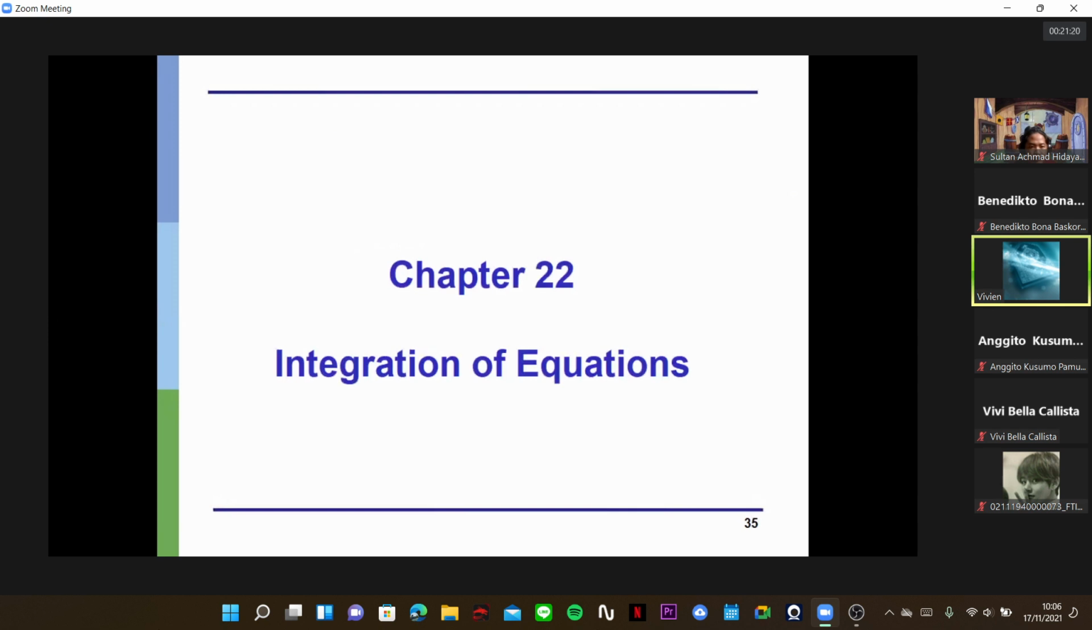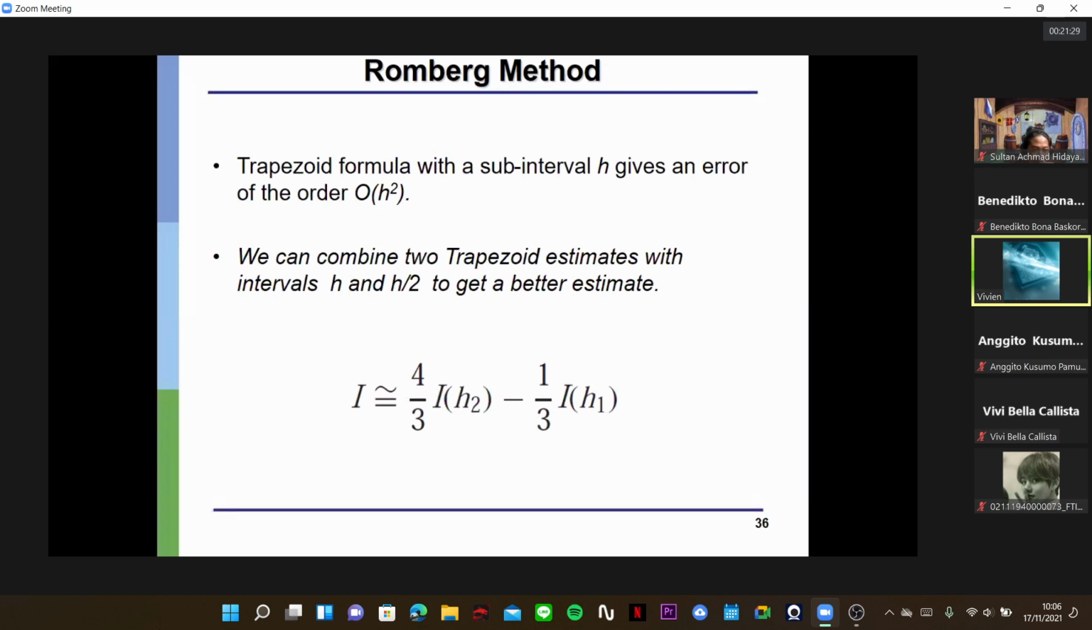Now we will go on to chapter 22, which is still about the integration of equations, but we will talk about one method here, which is a further improvement for the trapezoidal rule. We have seen before that the trapezoidal rule is very simple, but the level of accuracy is quite low because it's only using a linear line or a trapezium shape. So we want to increase the accuracy of the trapezoidal rule.